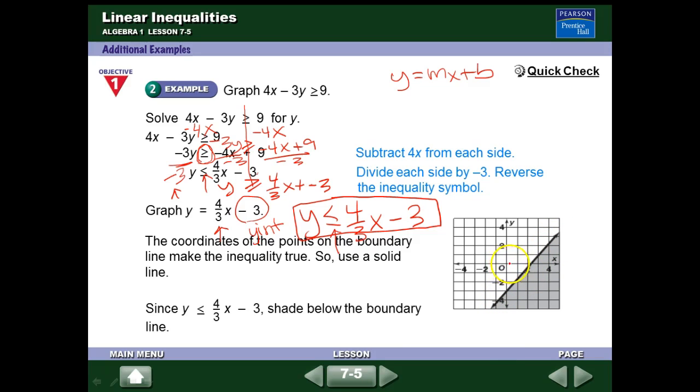My next step is figuring out which way it shades. Check the point 0, 0. We can plug in 0 here. 4 times 0 is 0. 0 minus 3, negative 3, is greater than or equal to 0? No. 0 is bigger than negative 3, so 0 is not a solution. So that means everything on this side of my solid line is a solution.